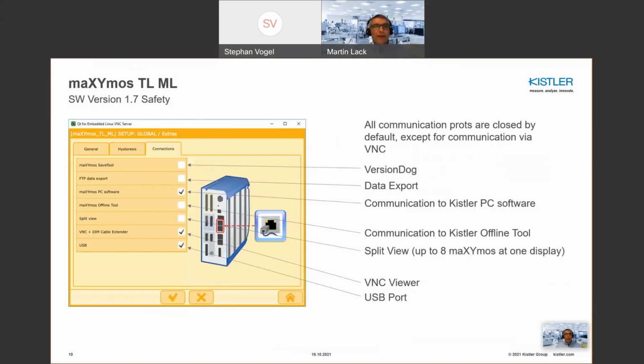So how does it work, the Maximus TLML? Related to safety or security issues, we are able to switch off all kinds of ports in the Maximus TLML and open just those ports which you need for your documentation or communication to the device. All other ports can be locked or unlocked by a user management, and only the user who has the rights to open these ports can open or close these ports.